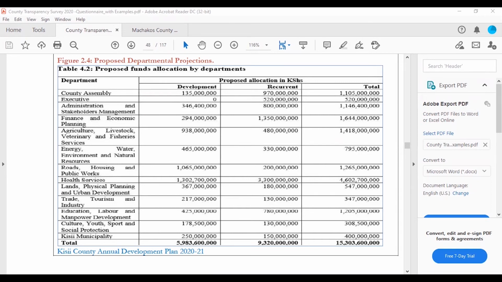Okay. The other thing that is essential that the county government should look at, even when it comes to the ADP, is whether the ADP provides information on budget allocation for the coming year, broken down to recurrent and development by department or sectors or ministries.